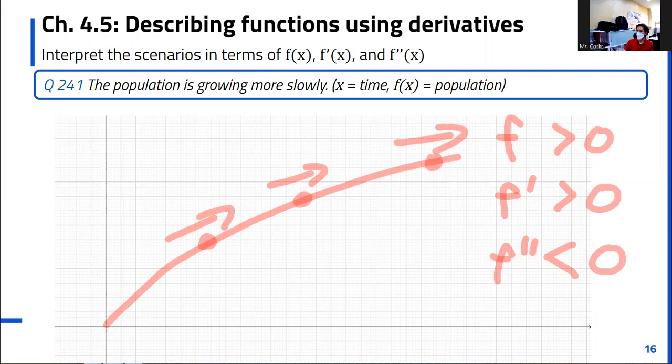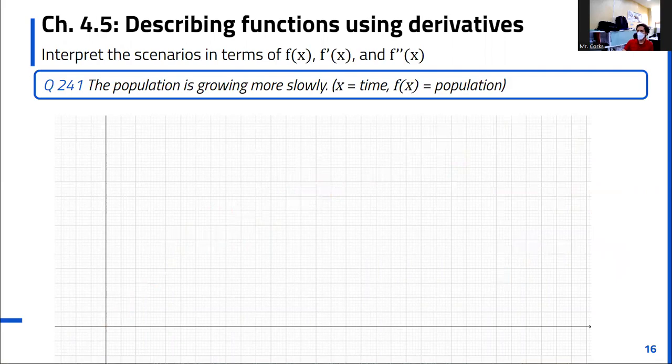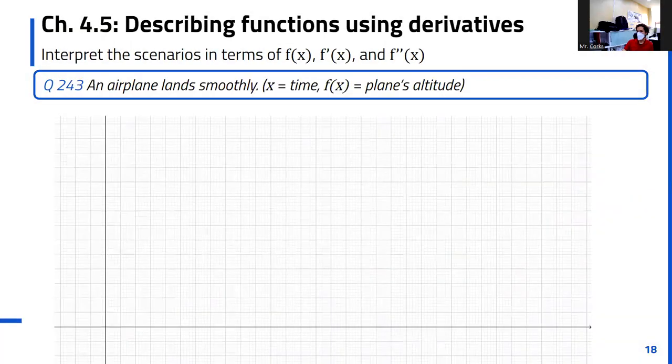Okay. Next one. Actually going to skip the next one for now. We'll come back to it in a moment.